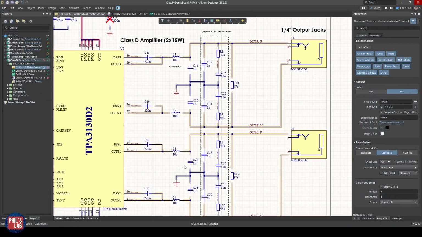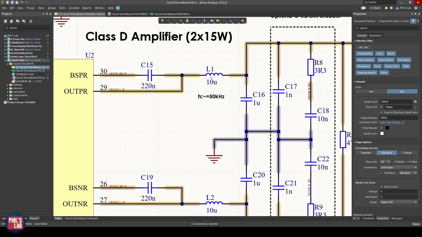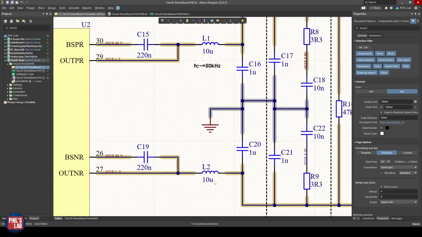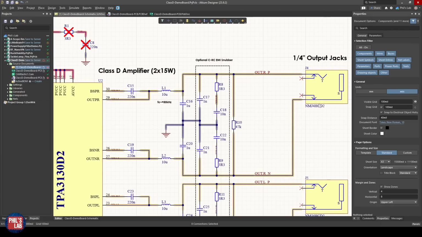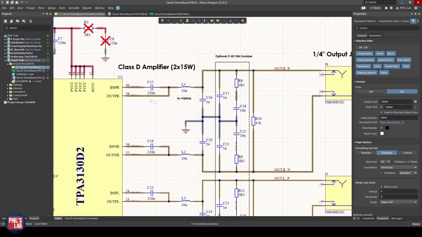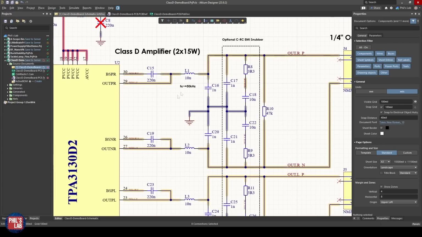The output stage, we can see here, the main sections are, of course, the output pins, which feed into our LC reconstruction filter, so in this case for the right output L1 and C16, as well as L2 and C20. You will see output jacks are effectively differential. We actually have 2 output pins for 1 jack, even though it's a mono output. Therefore, we need 2 of these LC filters per channel.